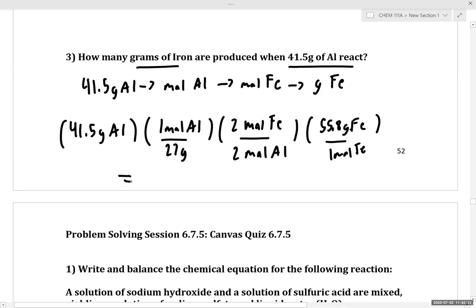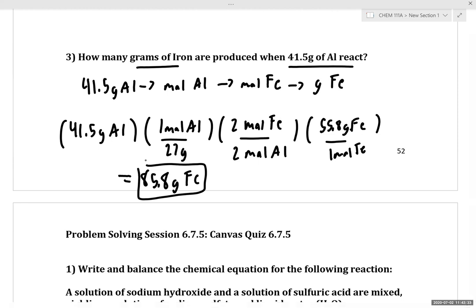And if we punch this into our calculator, we get 41.5 over 27 times 2 over 2 times 55.8. And that gives us 85.8 grams of iron. Any questions on this example?